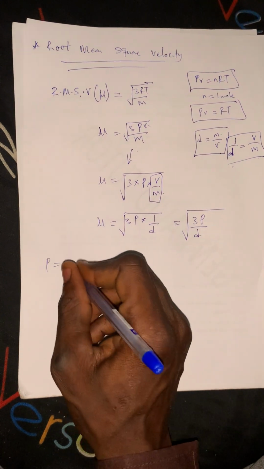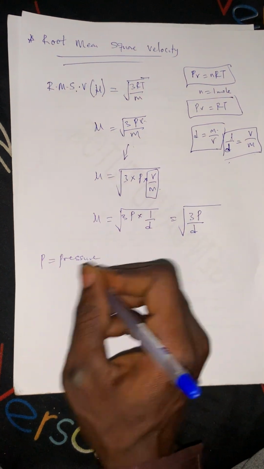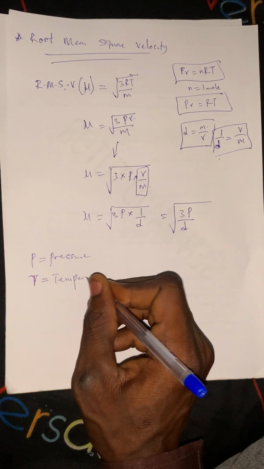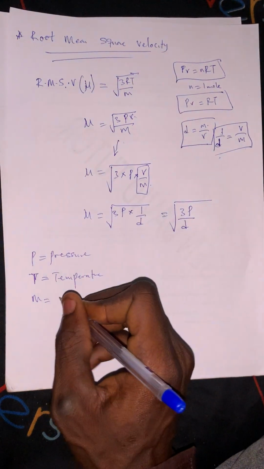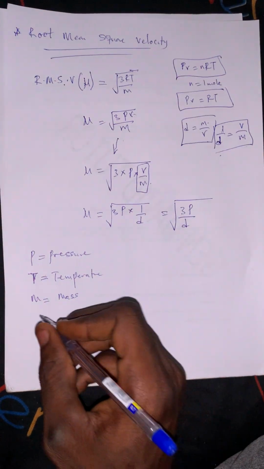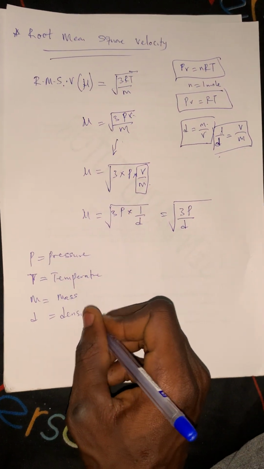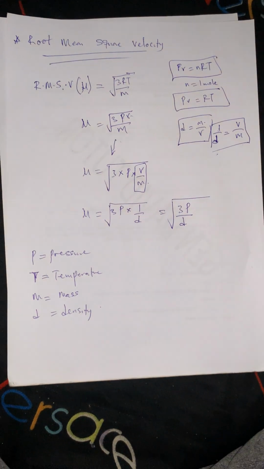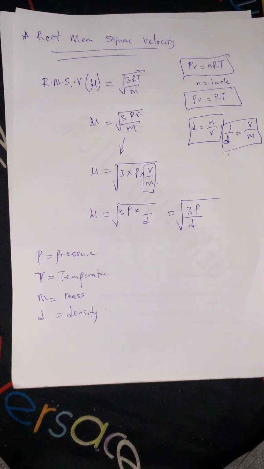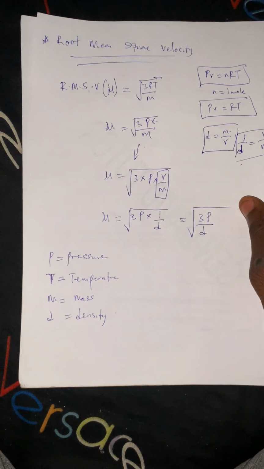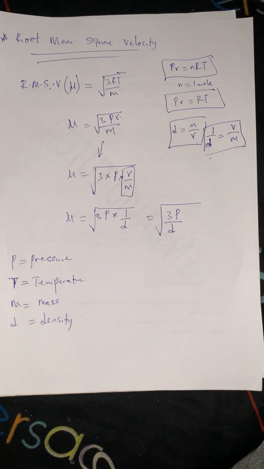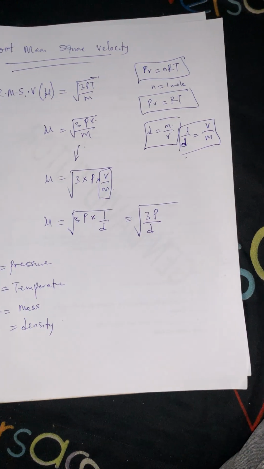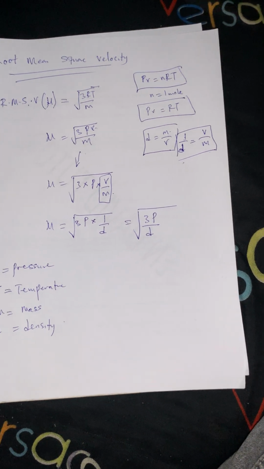So P is pressure, T is temperature, M is mass, then D is density, and that's all. Those are the things we have. Now, you have to take note of this aspect very well, because it's very, very dangerous.